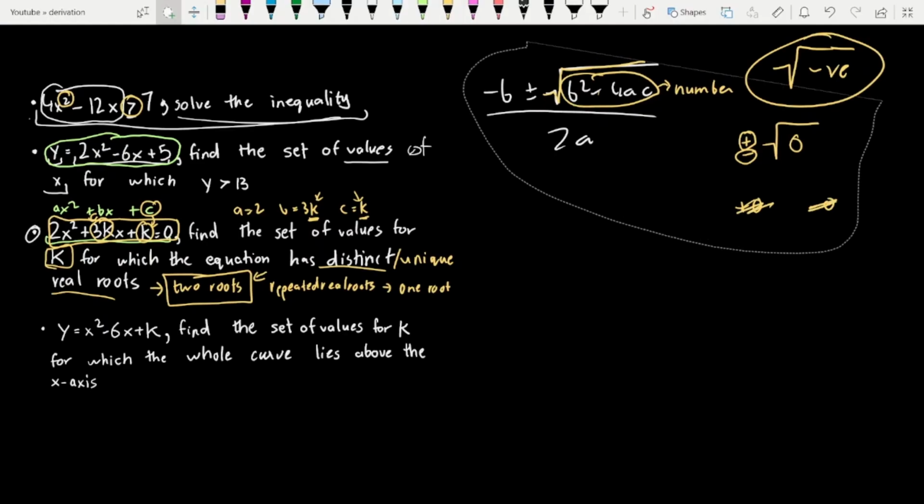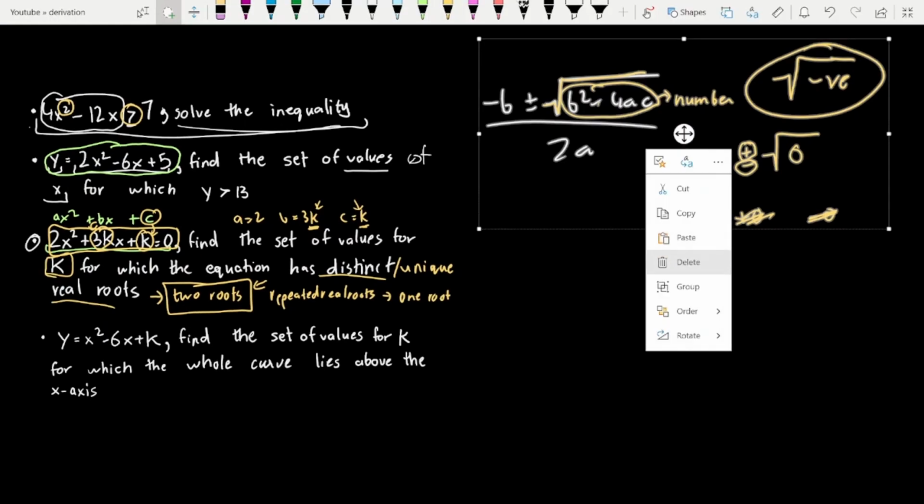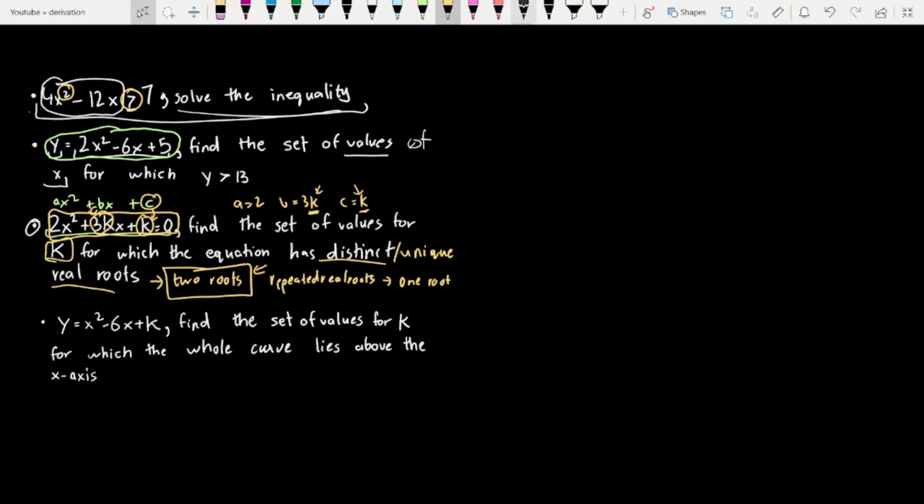So in this situation, they're asking us to have two roots. So we know that the discriminant has to be positive. How do we say that the discriminant is positive? Well, we say that the discriminant has to be greater than 0, because all values greater than 0 are positive numbers. And then we put the discriminant over here, which is b squared minus 4ac.